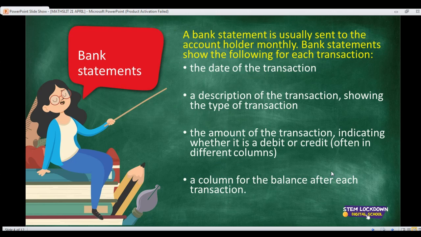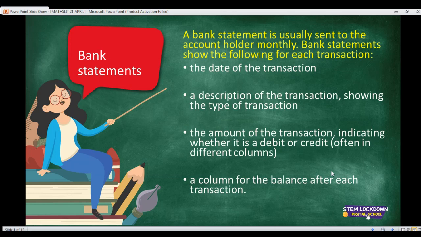So as we've set a time frame for a month, at the beginning of the month and throughout the month, you spend money, you get money. Then at the end of the month, you would receive a bank statement, which will be a record of all your transactions for that month. So you'll see the date of the transaction. You'll see a description of the transaction, which will show you the type of transaction. It could show you that this was a deposit, probably from the bank, or whatever reference number was used. You'll see the amount of the transaction, indicating whether it is a debit or a credit.